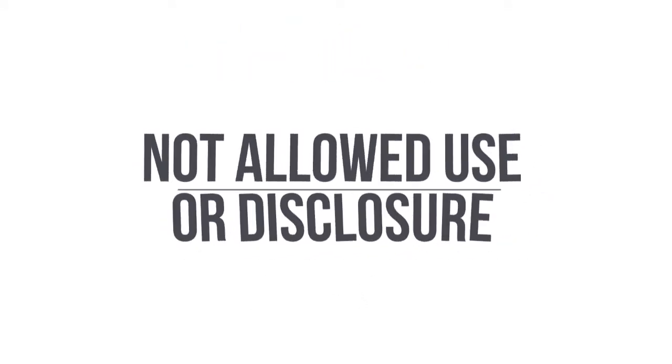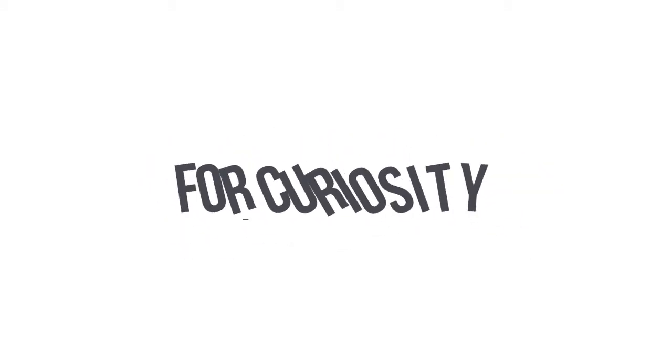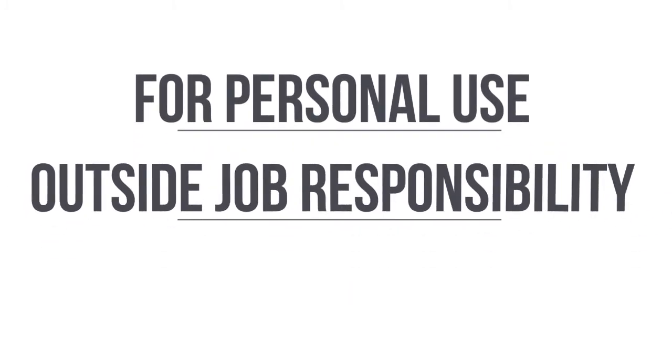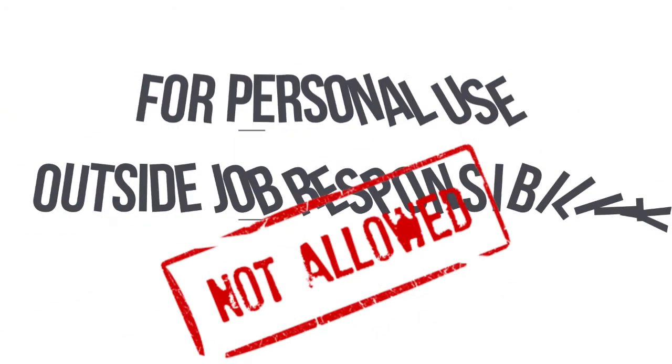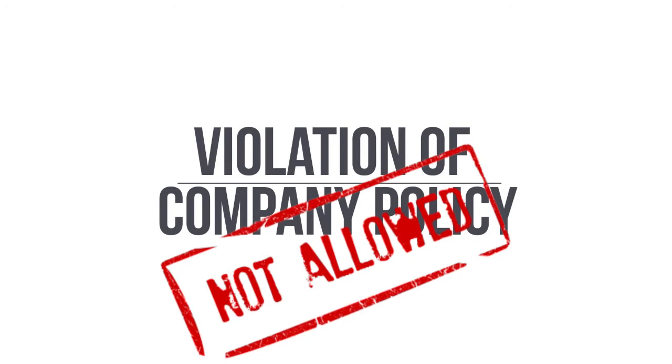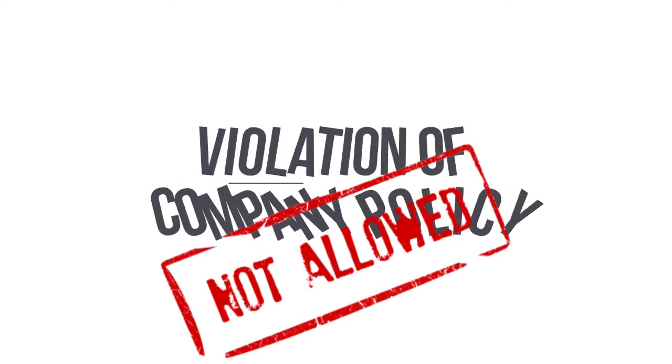Not allowed use or disclosure. What is not allowed by the Privacy Rule? For example, accessing PHI just for curiosity is not allowed. Use or disclosure for personal use or for purposes outside of a workforce member's job responsibility is not allowed. And use or disclosure of PHI in violation of a company's own HIPAA policies is also not allowed. Any use or disclosure of PHI that is not allowed is a serious offense and should be treated as such.